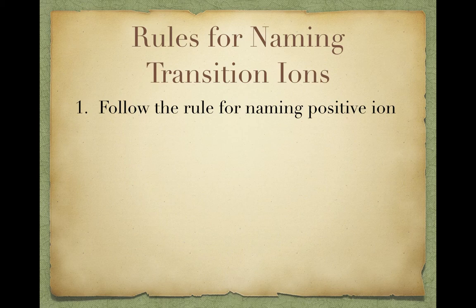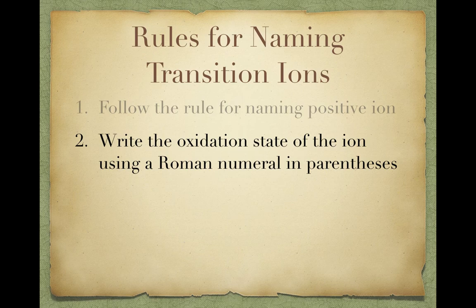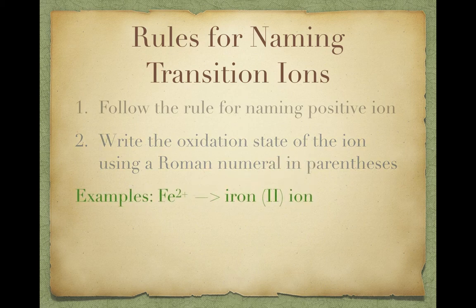So you follow the rule for naming positive ions. No change in name, but you have to write the oxidation state of that ion using a Roman numeral in parentheses. So here are some examples. Iron, this is iron 2 plus. So you write the name iron, then II in parentheses, meaning that it is a 2 plus ion.